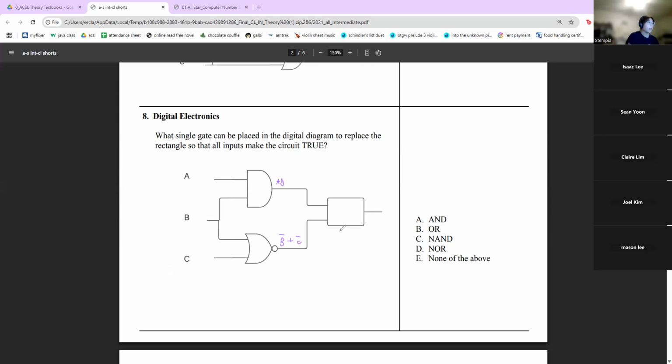Now, to make this true, the possibilities for this first half of the gate, or this first input, are when A and B are both equal to 1. So that gives us 1, 1, 0 and 1, 1, 1.